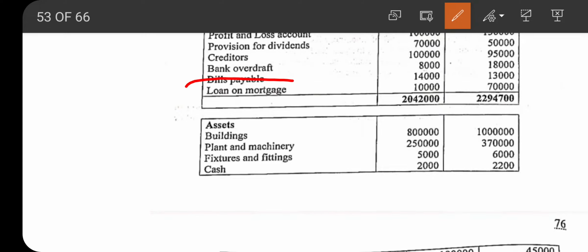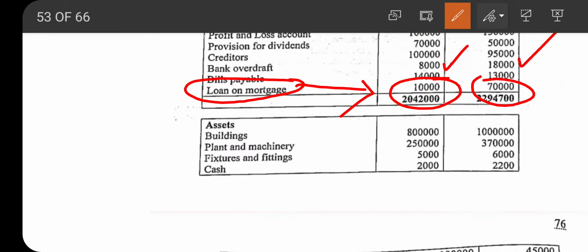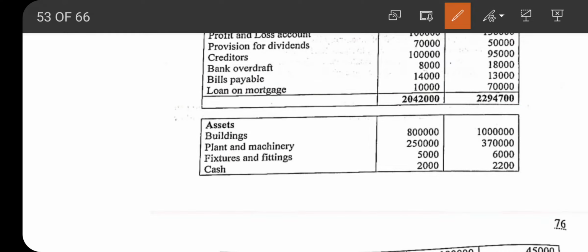Then loan on mortgage. Regarding bank overdraft, 8,000 and 18,000, so there is an increase in the liability. Bills payable 14,000 and 13,000, there is a decrease in the liability. When it comes to loan on mortgage, opening balance is 10,000, closing balance is 70,000. It means they have borrowed a loan. So 60,000 additional loan they have borrowed.